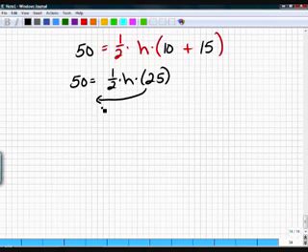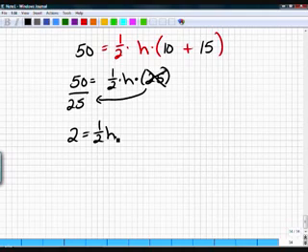Let me show you what I'll do. I want to move my 25 over first, and there's reasons for this. How in the world are you going to move 25 over? You're going to divide it because you have times 25, right? So we're going to do divided by 25, and I'm going to mark it out. That's it. 2 is a half. It's easy to divide that, isn't it? So go ahead and divide it. So 2 equals 1/2 times h.